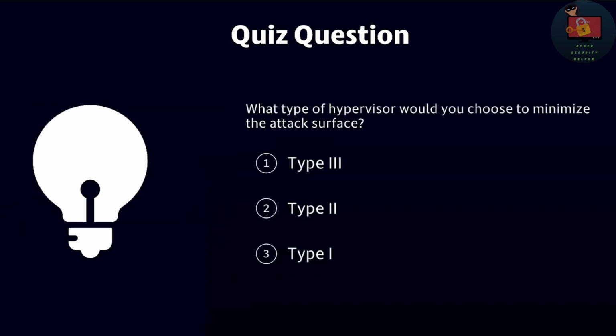All right, let's do a quiz question. What type of hypervisor would you choose to minimize the attack surface? Type 3, Type 2, or Type 1? If you said Type 1, you're right. Type 3 isn't a type of hypervisor. Type 2 has that shared host operating system as well as the hypervisor itself, as well as the machine that it's all running on. So there are really three different components to attack. In the Type 1 hypervisor, there's only the hypervisor itself and the machine that it's running on.